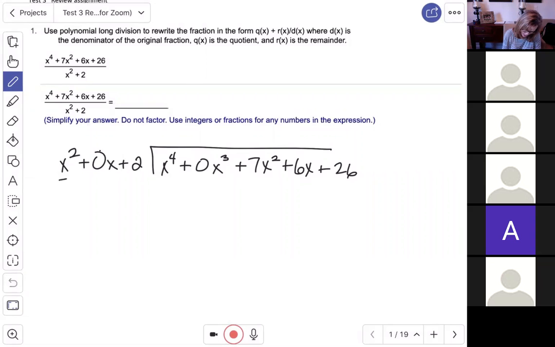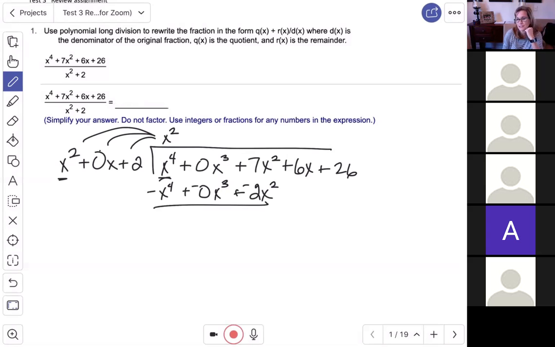Remember to start, you just look at the first two terms. That's all you do. And you ask yourself, what do I need to multiply x squared by to get x to the 4th? That would be x squared, right? Then you have to multiply x squared by each item. So that's x to the 4th, x squared times 0, and x squared times 2. Now we have to subtract. On subtracting, especially if you're writing it down, make sure you understand that when you subtract, that's the same as changing the sign of each term, and then you can just add them.